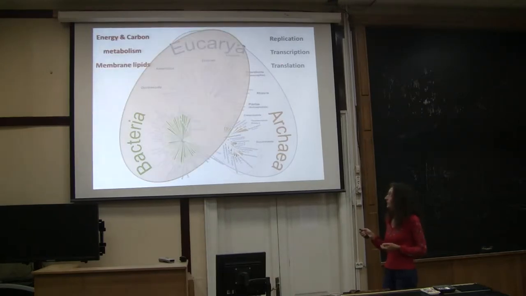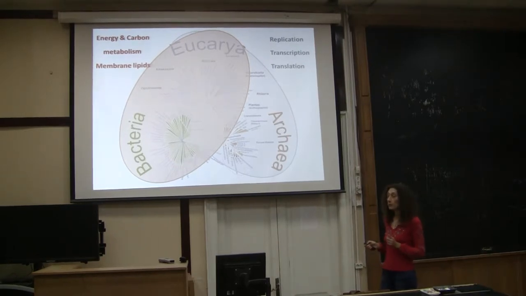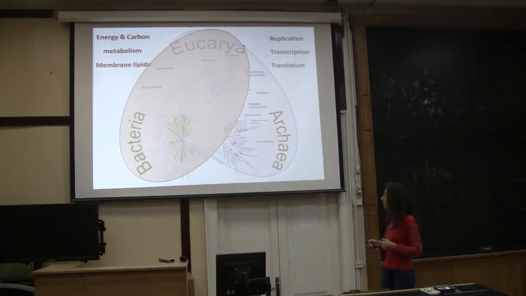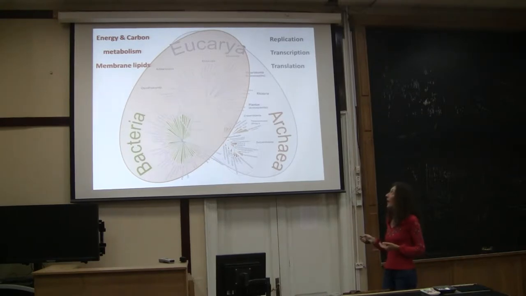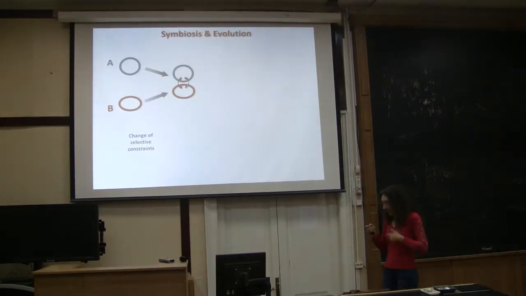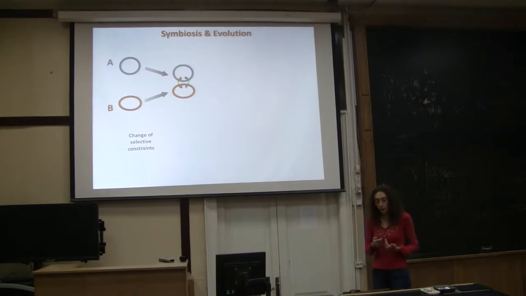Whereas eukaryotes share with bacteria genes involving carbon and energy metabolism, and also, and this is very important, the nature of their membrane lipids. And we will see this later. So how do we explain this kind of mixed heritage in the case of eukaryotes? At the same time, because we know that the ancestor of eukaryotes had mitochondria, we also know that symbiosis must have played a very important role in eukaryotes. And this is very important.